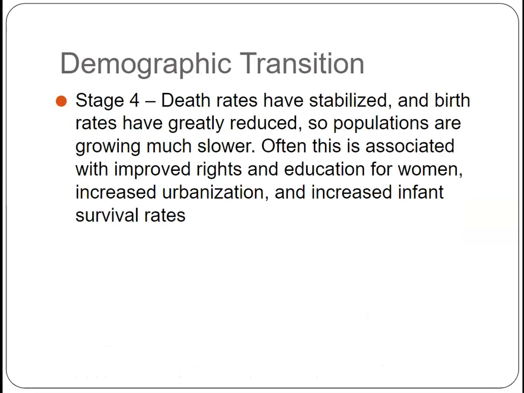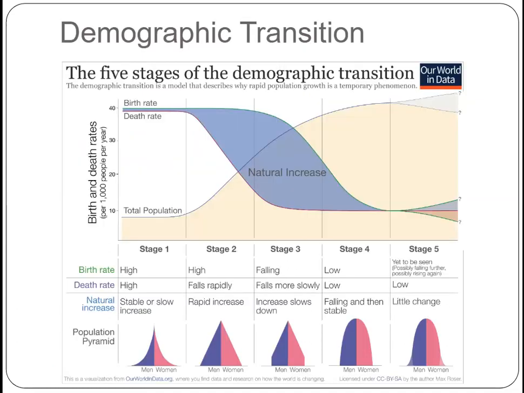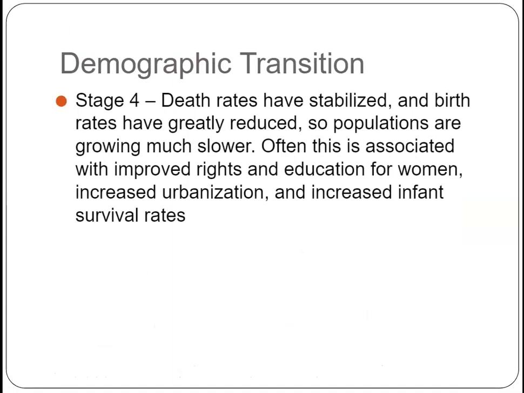Now, as we go into stage four, we definitely start to have death rates stabilized, and we've definitely reduced our birth rates quite a bit. Okay, so now our population growth is much slower. Okay, you can see that we have this rapid uptick through here, fast growth, fast growth, fast growth, starting to slow down. And then when we get to stage 4, it's getting quite a bit slower, my growth rates.